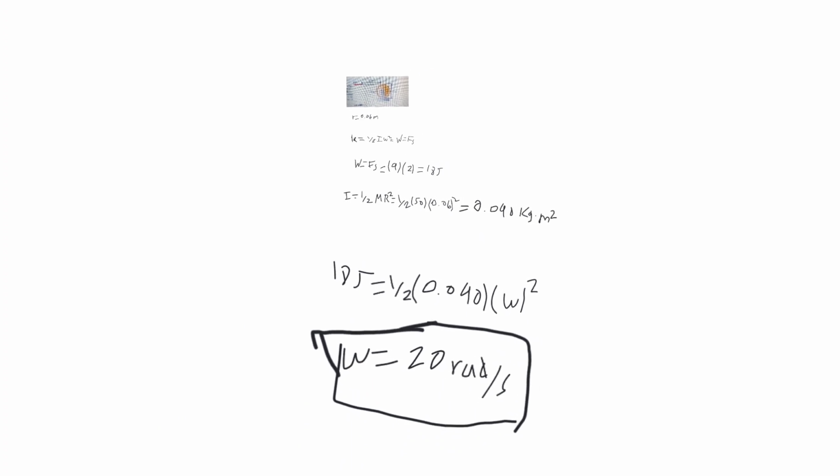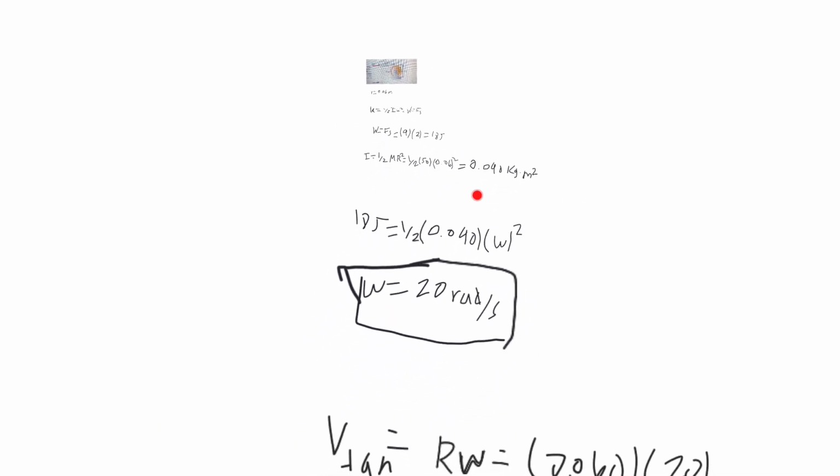So now we have basically all the information we need to solve for the angular velocity. We have the 18 joules, which we solved for before, and the moment of inertia, which we solved here before, and we're using this formula from that equation. We solve for angular velocity and we get 20 rad per second. That's going to be the angular velocity.